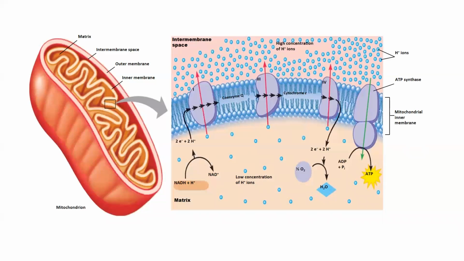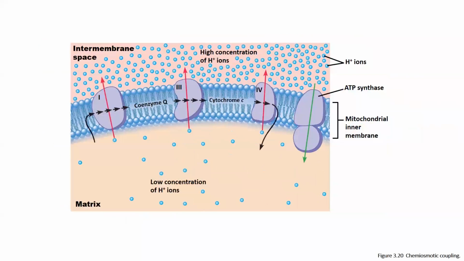They enter complex 1, they're passed to coenzyme Q, they're passed to complex 3, they're passed, oops, I should be showing this here. Okay, so they entered here, and they go from complex to complex to complex, and then they come out on this other end, right, our electrons. They're gonna be donated to oxygen, and we're gonna yield water here, okay?